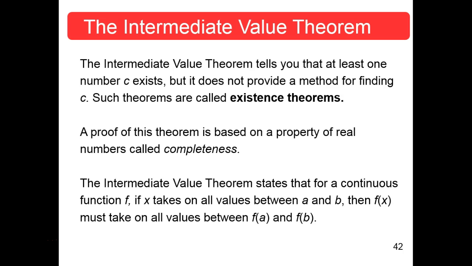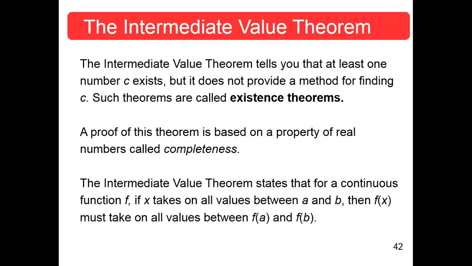The intermediate value theorem tells you that at least one number c exists. It doesn't give you a method for finding that c. It just says they're there. It's called an existence theorem, okay? Does exist, but we don't know how to get there. The proof of this theorem is based on a property of real numbers called completeness. And for you pure mathematicians, I'm sure you've dealt with that before.